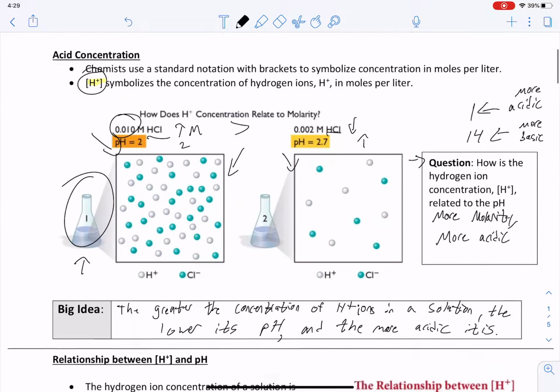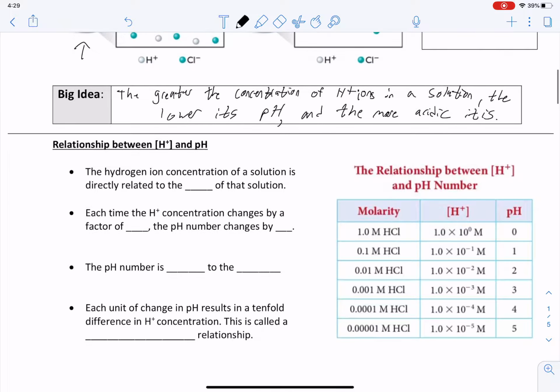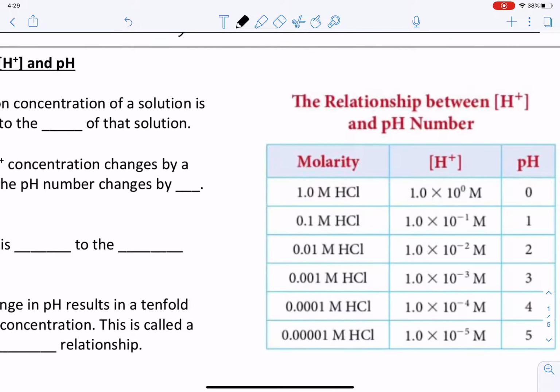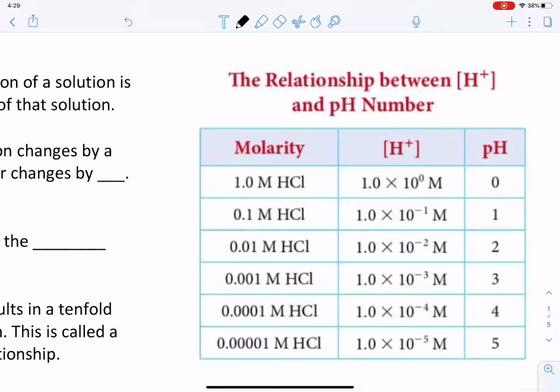Okay, so going off of that, we have this table here on the right. So more H+ ions, more acidic, lower pH. Okay, if we look at this table here, we'll just kind of focus in on this for a second. We look at the molarity. Our molarity is going up, or we can also say from top to bottom it is decreasing, or from bottom up, increasing, right? Here's our highest one, 1.0 molarity.